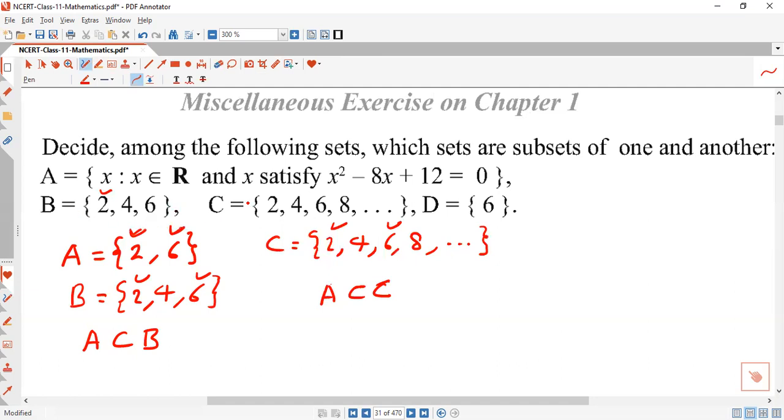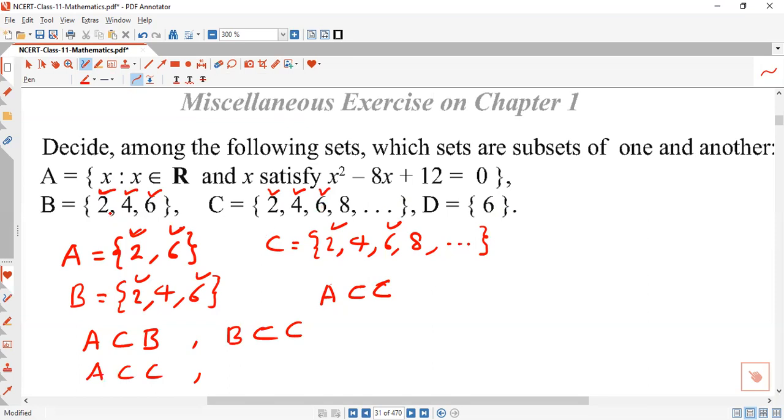Now we check B and C. Is B a subset of C or not? Look here. B has element 2, C also has element 2. B has element 4, C also has element 4. B has element 6, C also has element 6. So B is a subset of C. You see that A is a subset of C, and B is also a subset of C. B is not a subset of D, and C is not a subset of D because the elements are not there.